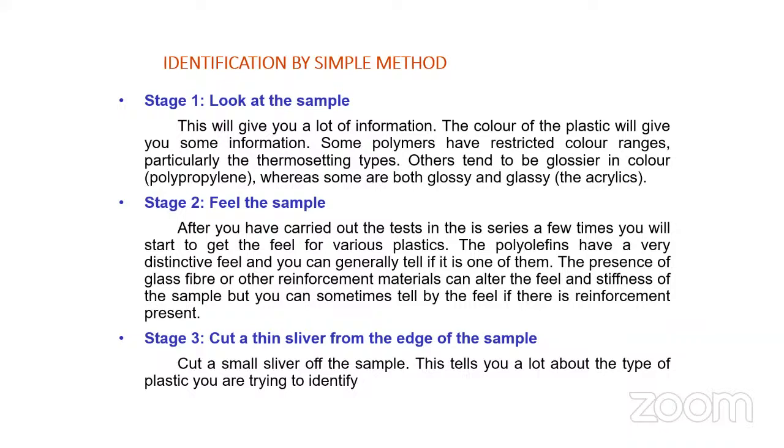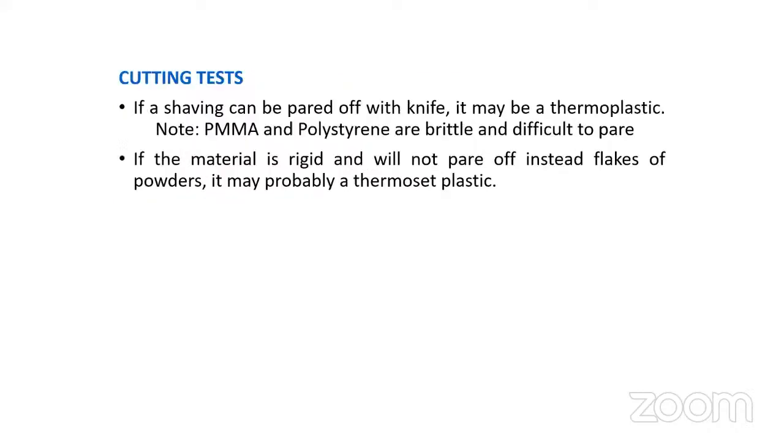Then third is to cut a thin sliver from the edge of the sample. By cutting it, you will get a small sliver. This tells you a lot about the type of plastic you are trying to identify. This is nothing but generalized things, by observing only. Further, we have some tests to get an idea out of it.